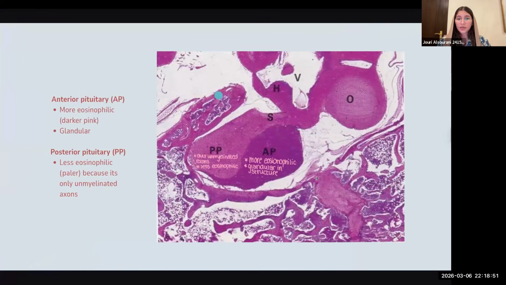So here we can see the pituitary gland. Here's the anterior pituitary. It is glandular, like we said, and it is more eosinophilic, so it's darker in color. The posterior pituitary is mainly unmyelinated axons, which is what makes it less eosinophilic or makes it paler.